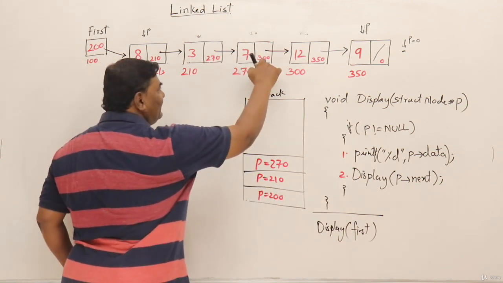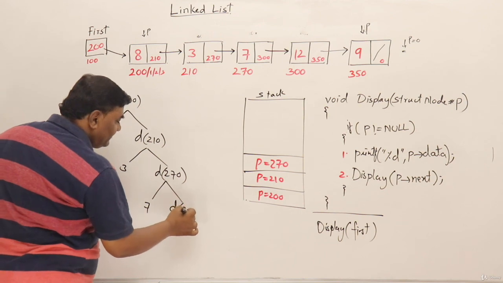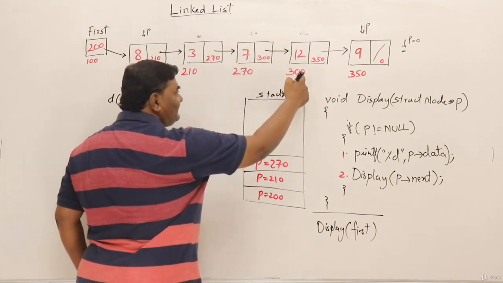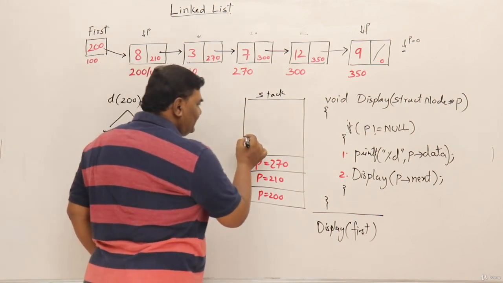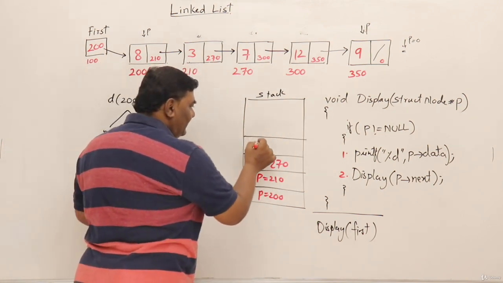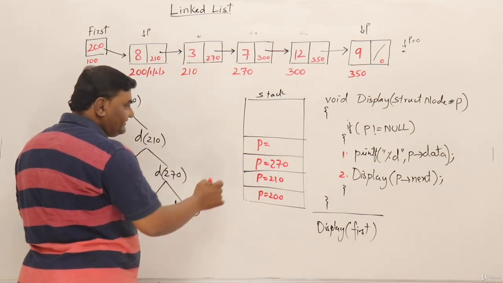So what is next here? 300. So call upon 300. This 300 is the address of the next node. So again there is a fresh call. Again a new activation record is created and the pointer p will have the address 300.